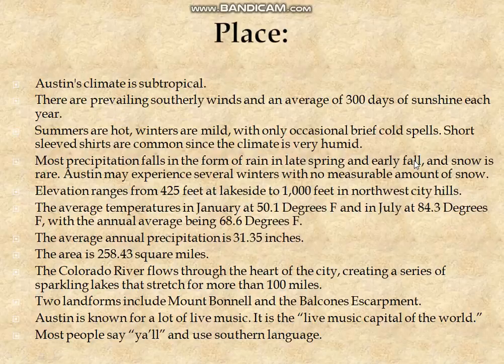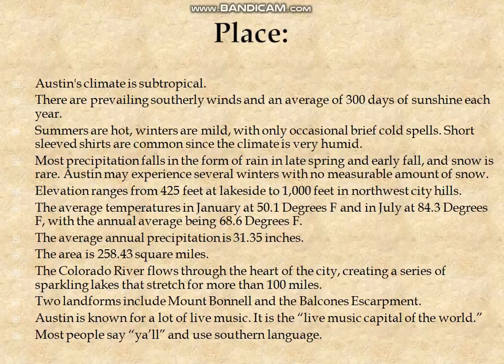Place. So if y'all know, Austin's climate is subtropical. There are 300 days of sunshine each year, and summers tend to be hot, winters are mild, with occasional brief cold spells. And as you can probably see by people's clothing, short-sleeved shirts are common since the climate is very humid. So, Austin may experience several winters with no measurable amount of snow because it's always hot there, you don't really get snow. The average annual temperature is 68.6 degrees Fahrenheit.